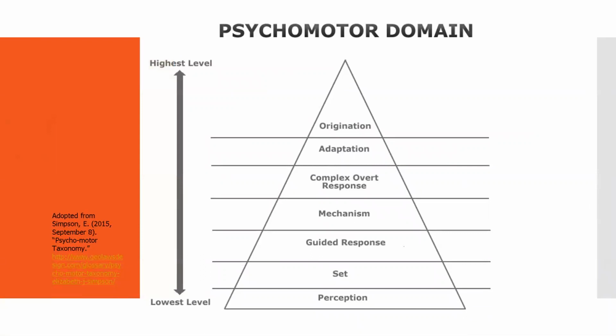The psychomotor domain has various levels or subdomains. These include perception, set, guided response, mechanism, complex overt response, adaptation, and origination.